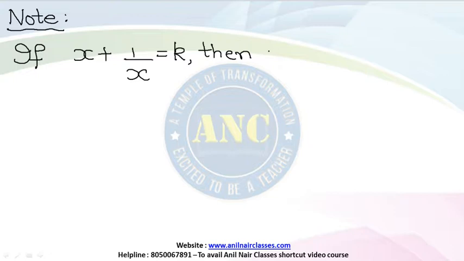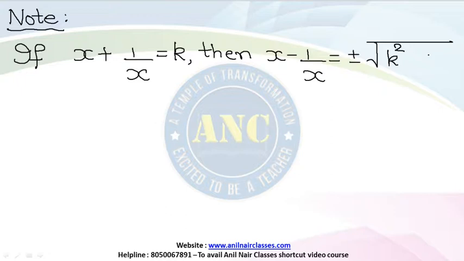We can also find another thing from the last few problems. If we know x plus 1 by x as k, then x minus 1 by x can be easily found as plus or minus square root of k square minus 4. The sign in front of 4 is minus because the given condition has plus here, and the result has minus here.